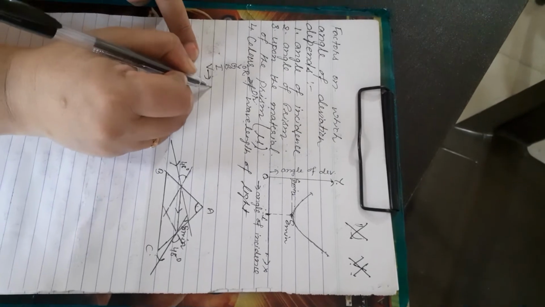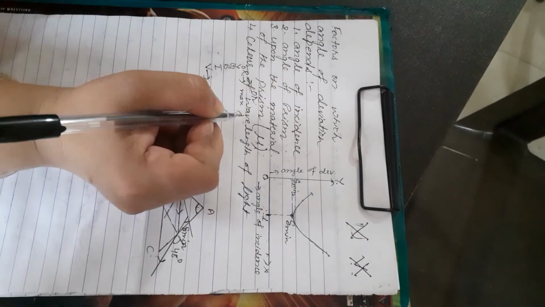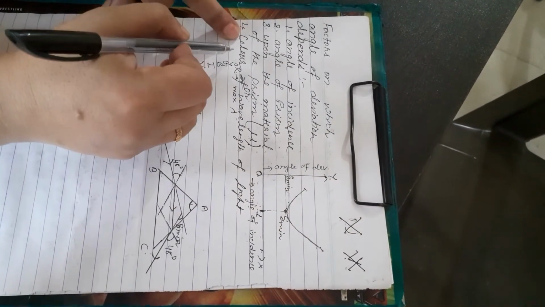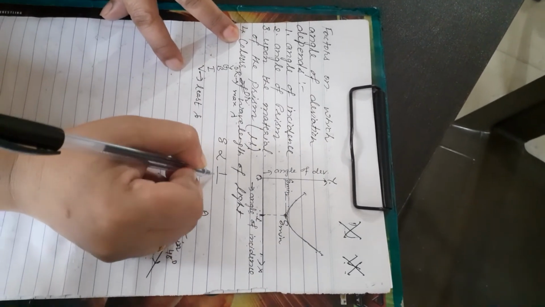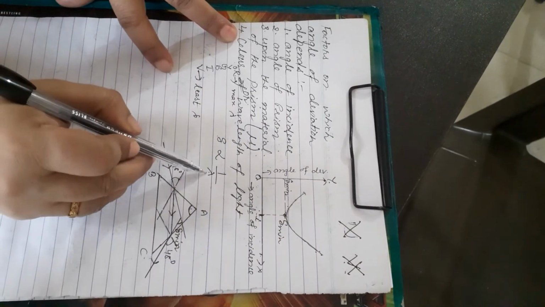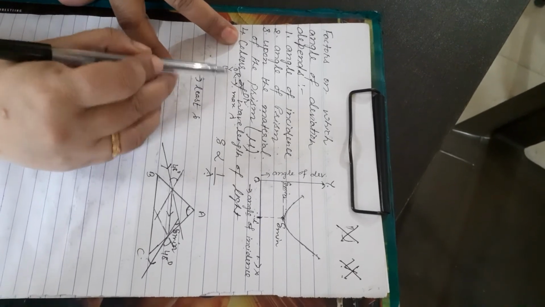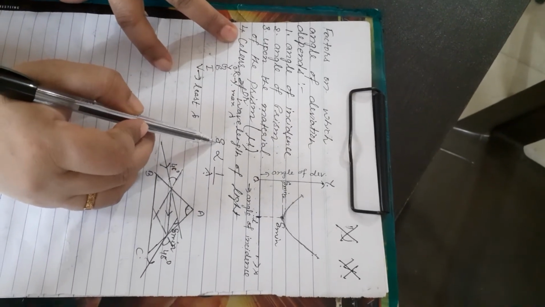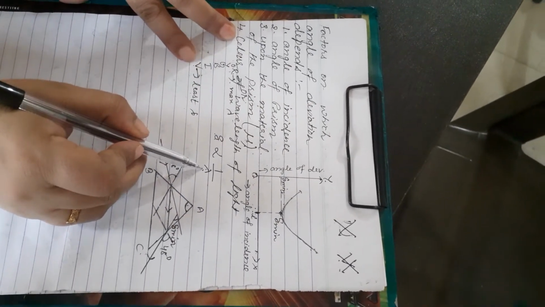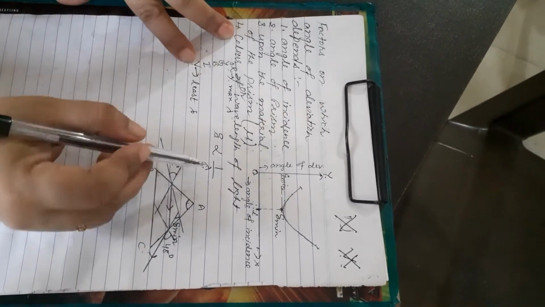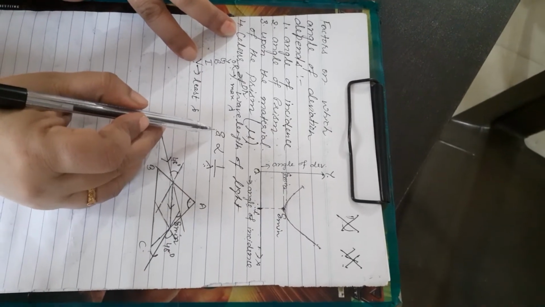Violet color has the least wavelength, and red has the maximum wavelength. Deviation is inversely proportional to wavelength. So red color, having maximum wavelength, will deviate least. Violet color, having least wavelength, will deviate most. Inverse relation means one thing will increase, another will decrease.